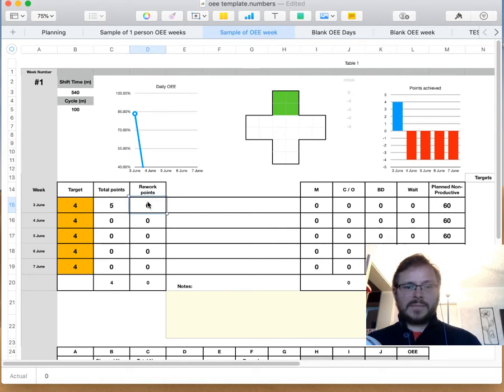and it's possible to obviously overwork, but that's not going to count against the other pieces. It's just going to affect the OEE and the points achieved.